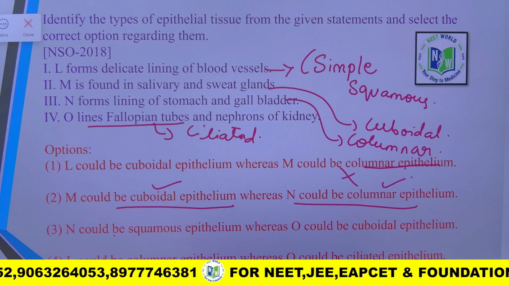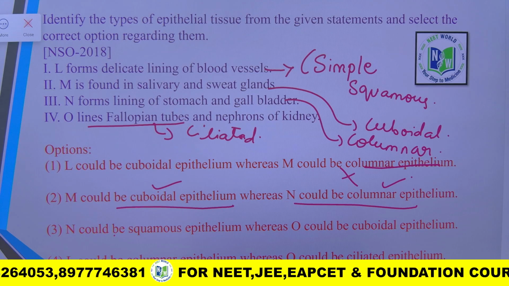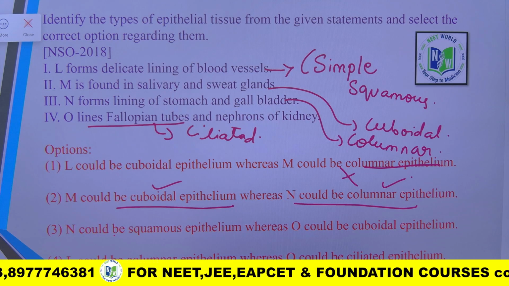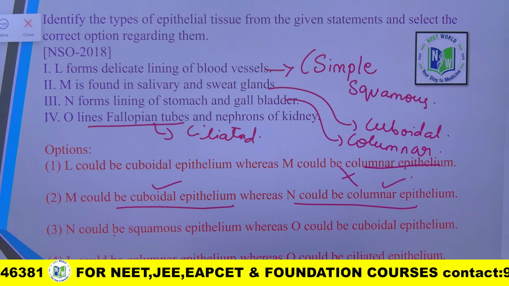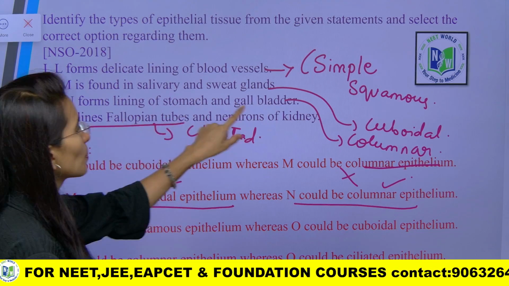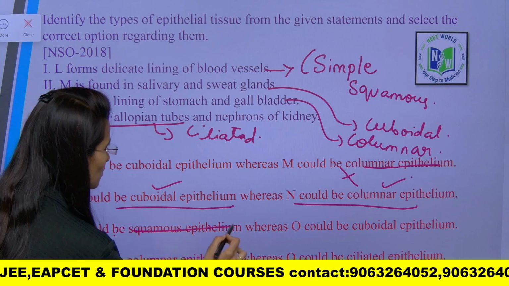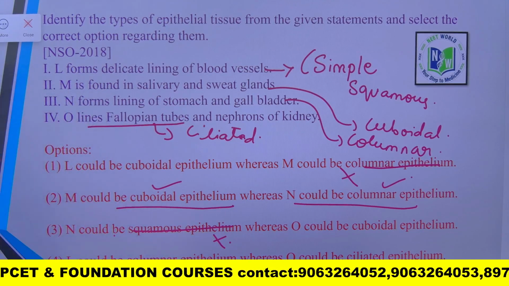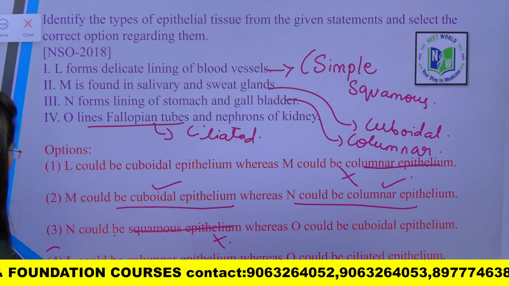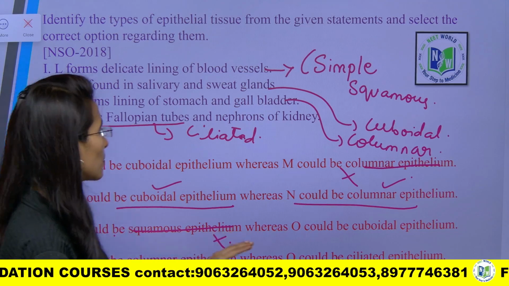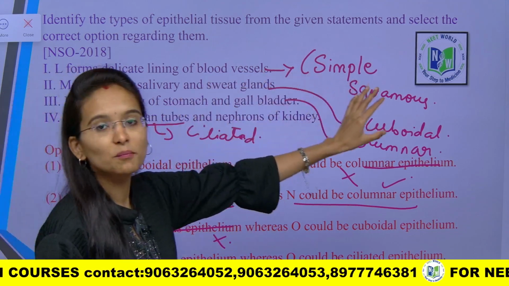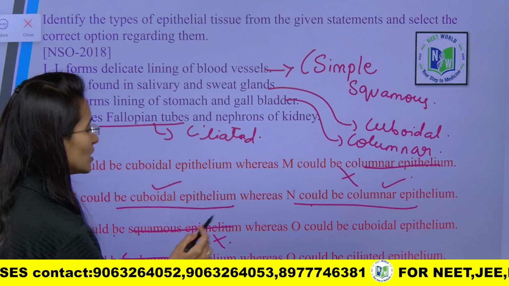So students, now look into the third option. N could be squamous epithelium, whereas O could be the cuboidal epithelium. What is N here? Columnar. Okay. So here in the options he has given simple squamous, so the complete option will be wrong. And next, coming towards the fourth option, L could be columnar. What is L? Actually it is simple squamous. So this will also be the wrong option.